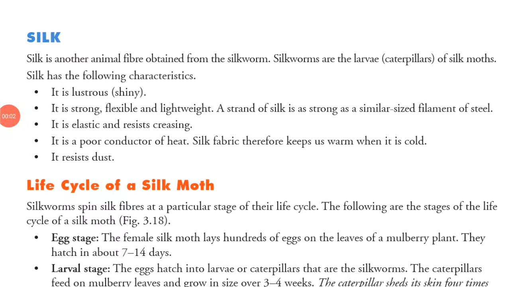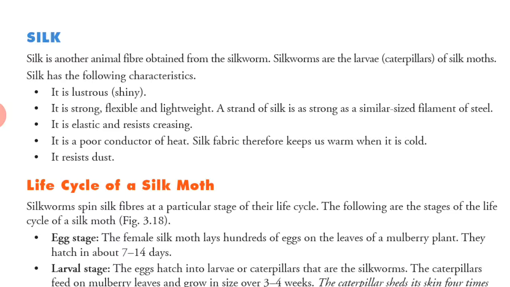Hello everyone, good morning. Yesterday we discussed wool and its processing. In different steps we discussed shearing, scouring, carding, dyeing. So today we will discuss silk. Silk is another animal fiber that we obtain from silkworms.